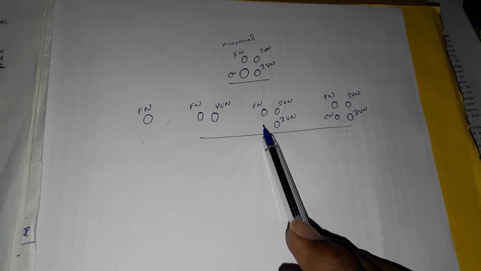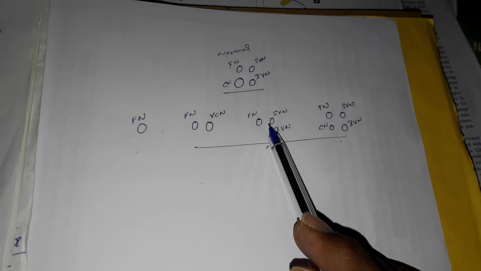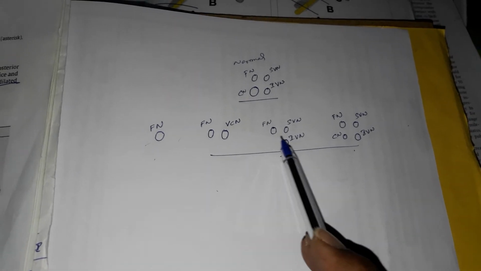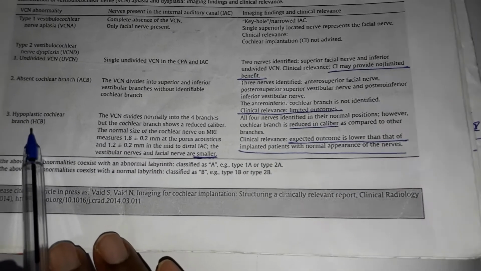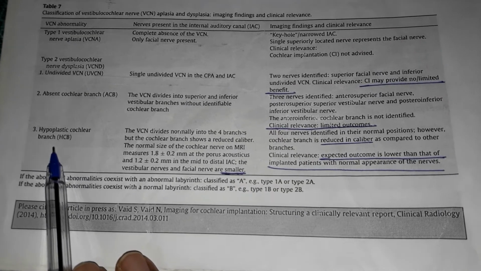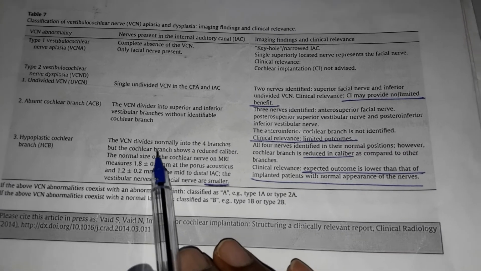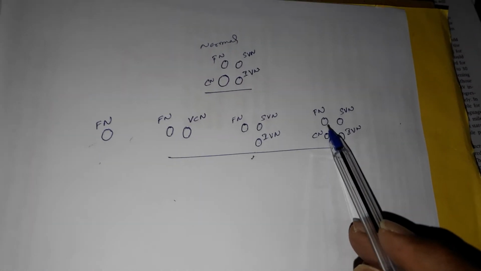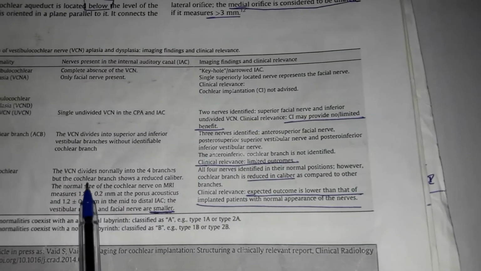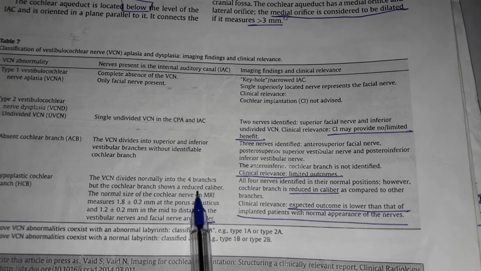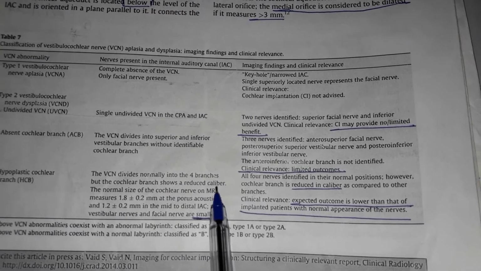That means even though there is no cochlear nerve here, some surgeons may think that some fibers of the cochlear nerve may pass through this superior vestibular nerve or inferior vestibular nerve, like here. Again, hypoplastic cochlear nerve branch. That means the vestibulocochlear nerve divides into 4 branches. The vestibulocochlear nerve normally divides into 4 branches, but it has reduced caliber. The cochlear branch is reduced caliber.